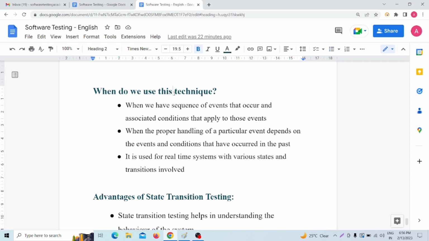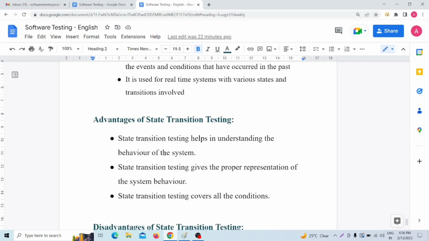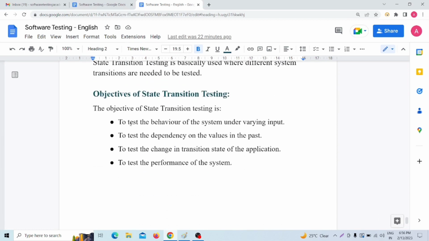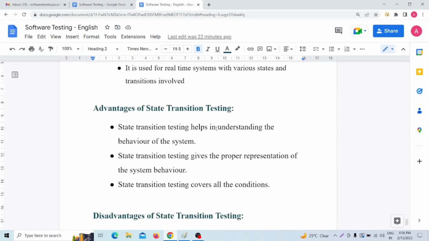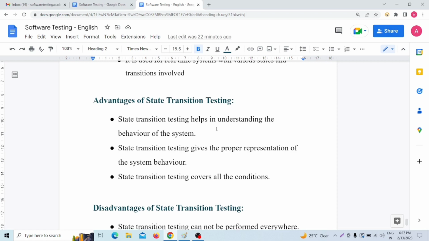And what is the advantage of state transition testing? The first advantage is 100% test case coverage, so both positive and negative values we can put. Second advantage is that state transition testing helps in understanding the behavior of the system. Why? Because the objective says we have to test the behavior of the system under varying input. So obviously it helps us understand how my system will behave if different states are applied.